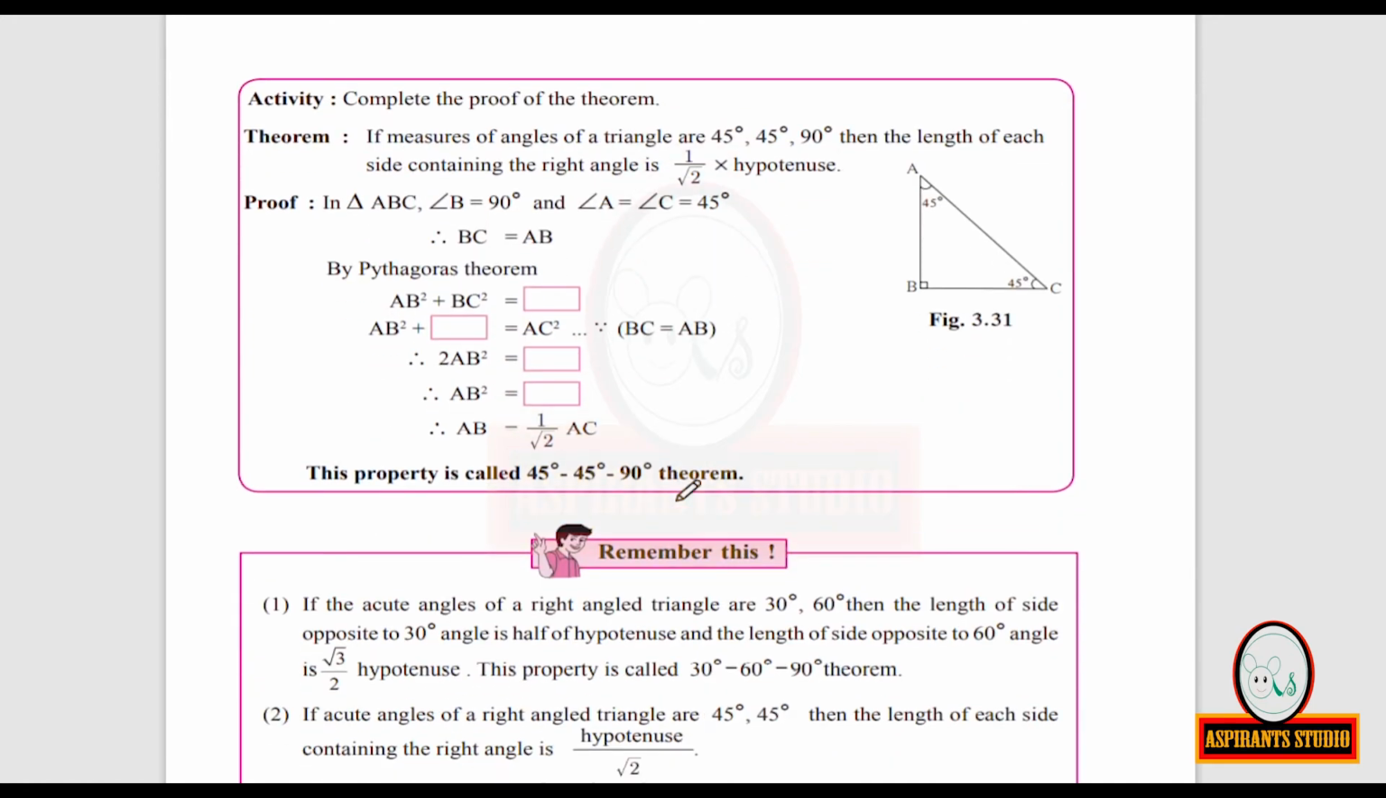Now coming to the next theorem. If measures of angles of a triangle are 45 degrees, 45 degrees, 90 degrees, then the length of each side containing the right angle is 1 upon root 2 multiplied by hypotenuse. So in triangle ABC, measure of angle B is equal to 90 degrees, measure of angle A is equal to measure of angle C is equal to 45 degrees. We have taken in triangle ABC. Look at figure 3.31.